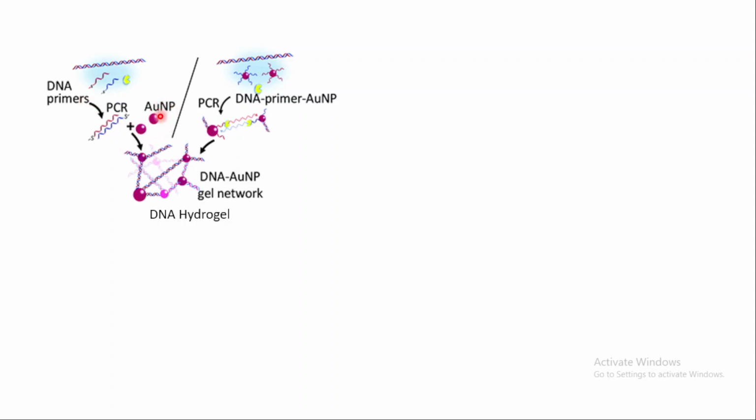AuNP means gold nanoparticles. So these nanoparticles are added onto the DNA with PCR primers, and in PCR conditions, these primers attach with the DNA and multiply them, while gold nanoparticles then attach with these DNA ends and then form a mesh-like structure, a DNA gold nanoparticles gel network. And this is an example of DNA hydrogel, gold hydrogel formation. DNA and gold nanoparticles hydrogel.